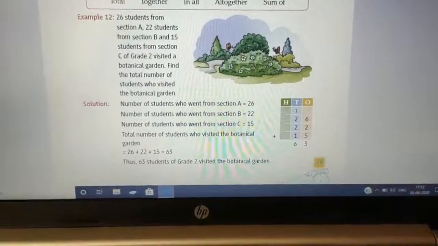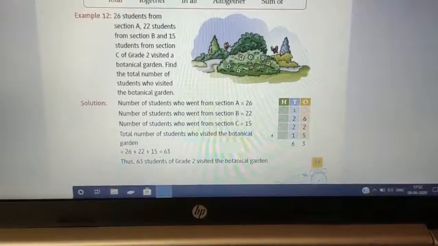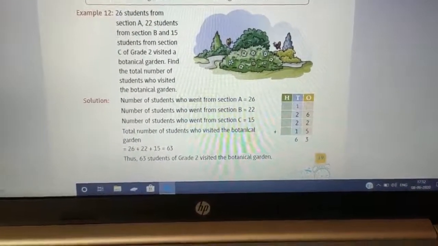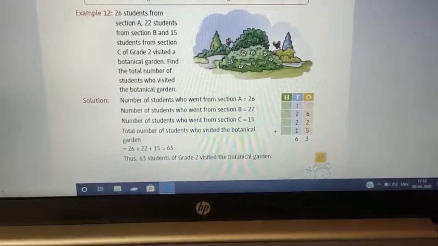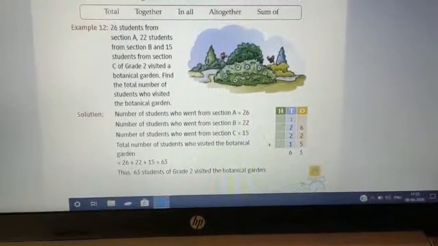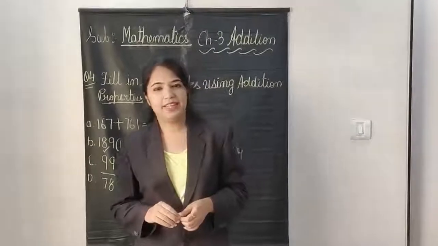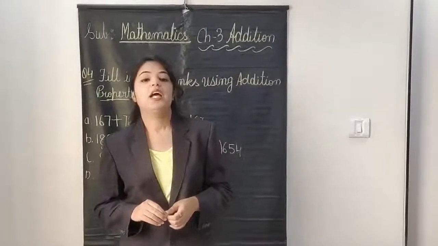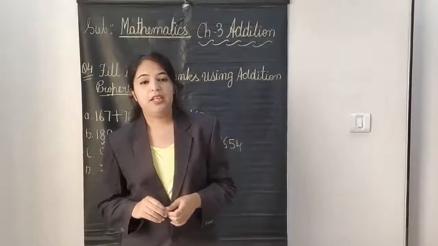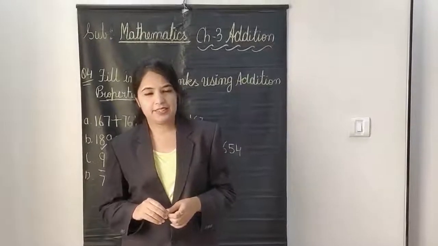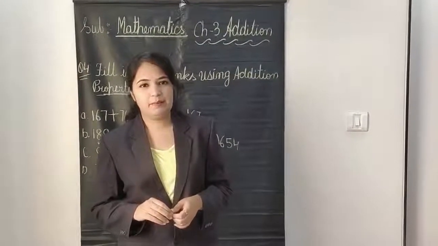This type of more story sums we will learn on the board, and we will do examples for the same. Now after seeing the example of the problem sums, example number 12, in the next class we will solve the same example on the board.